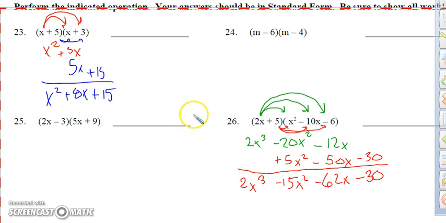So just pay attention to your signs, pay attention to changing those subtraction problems to addition, and really just practice. I mean, it gets easier and easier the more you practice. So look over your resources, study, and you'll be good to go.